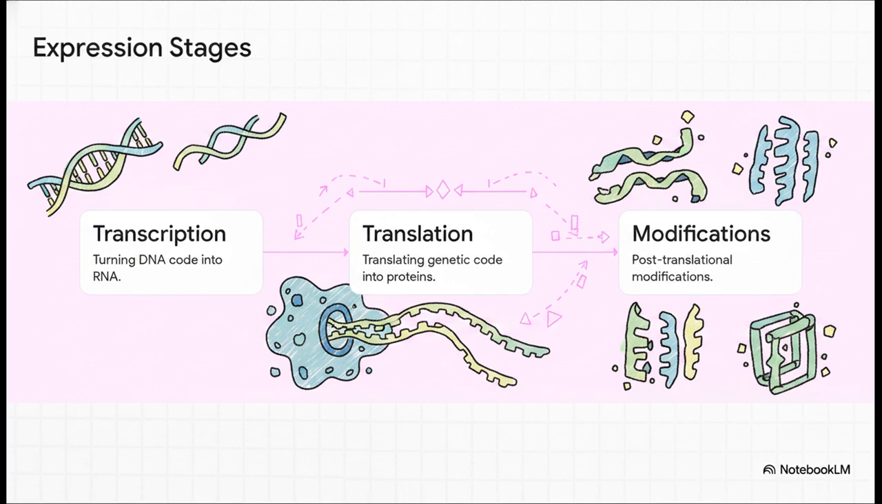First, you have transcription, where the DNA code gets transcribed into RNA. Next comes translation, where that new code is translated into actual proteins. But actually, it doesn't stop there. The source material makes a point to highlight post-transcriptional and post-translational modifications. These are essentially the final little tweaks and folding processes that make these proteins fully functional and ready to get to work in the cell.